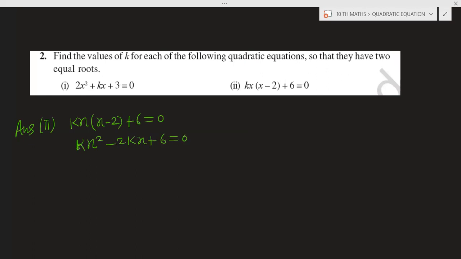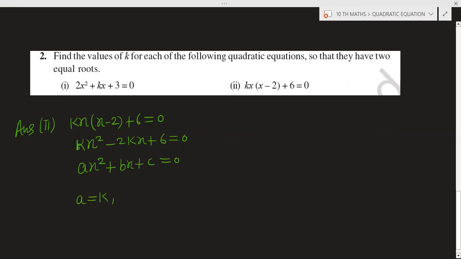Now find the value of a, b, c. How will you find a, b, c? You will compare the above equation with the standard form of quadratic equation, ax square plus bx plus c is equal to 0. Now when you compare, you will get a is equal to k and b is equal to minus 2k, because the coefficient of x is b. Here the coefficient of x is minus 2k, so b is equal to minus 2k, and c is equal to 6.